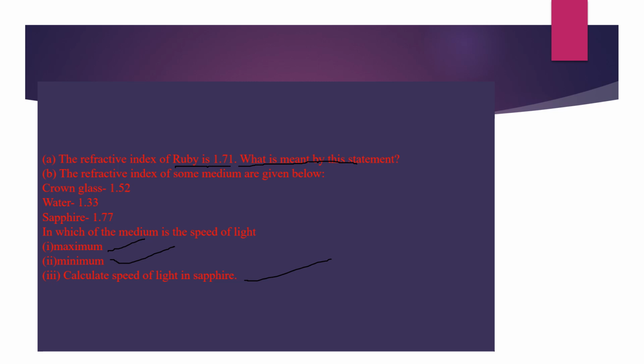And now they are asking the refractive index of ruby. So that will be 1.71. And what is meant by the statement they are asking? And they are giving the refractive index for some other medium. So in which of the medium is the speed of light, like if you take water, if you take a sapphire, if you take a crown glass, in which of the medium your speed of light will be maximum and your speed of light will be minimum. So calculate the speed of light in sapphire they have asked. So we'll just do it.